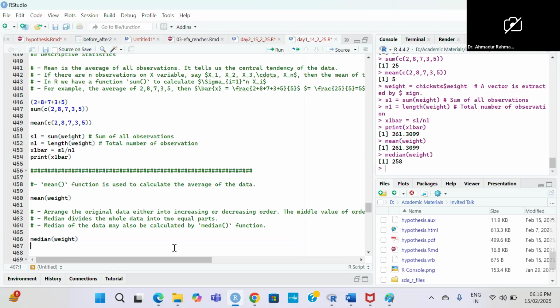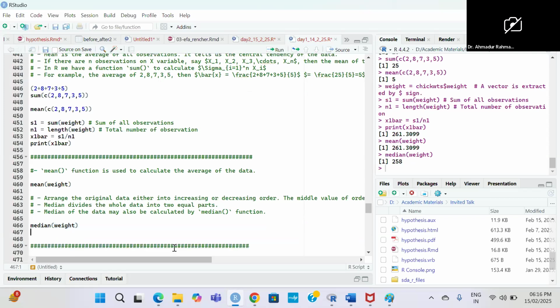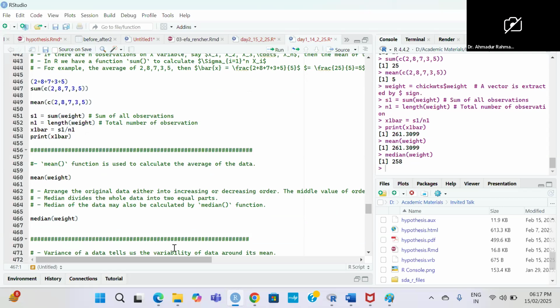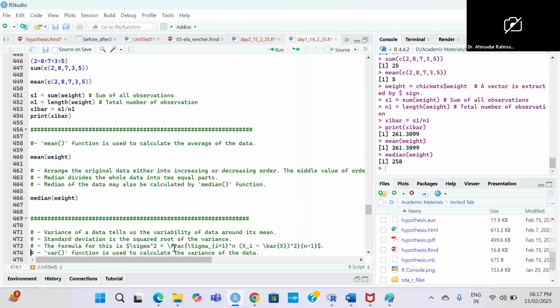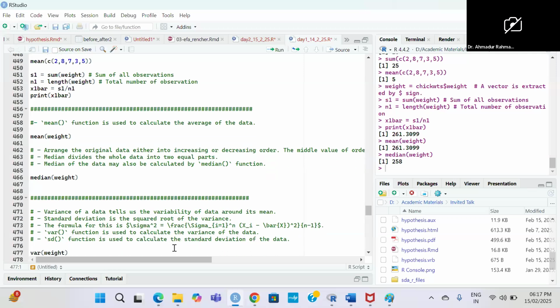But if you want to calculate the mode, the function of mode is not available. So we cannot calculate mode directly here. There are some adjustments, so that's why we are not discussing this. Mean and median, both of them are easy and can be calculated easily.